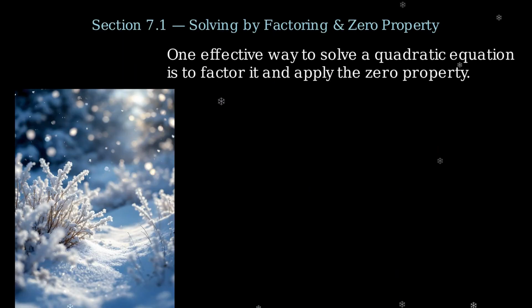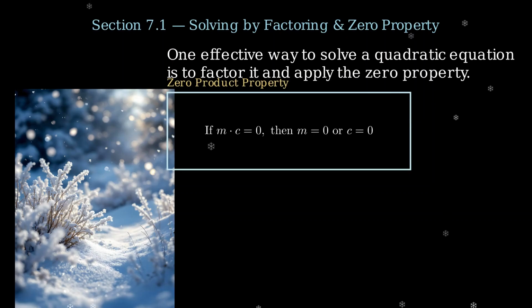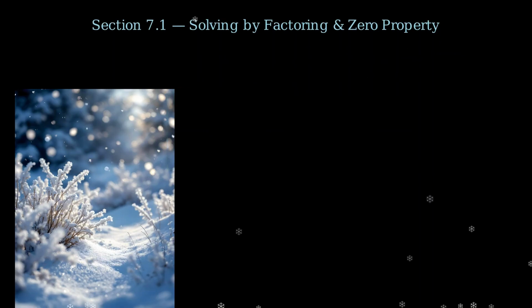One way to solve a quadratic equation is to factor it and then make use of the zero product property. This property states that if the product of two factors m and c equals 0, then either m equals 0, c equals 0, or both must be 0.